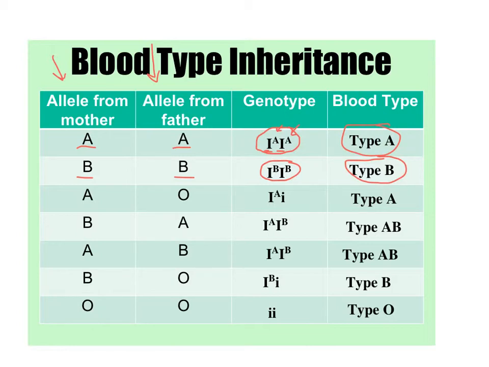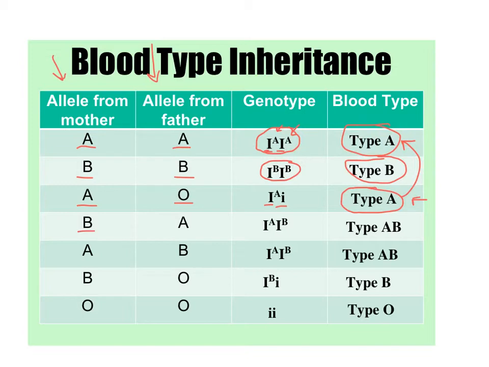Now, this person got a little different. He or she got a type A allele from mom, but got a type O allele from dad. This person is not type AO. There's no such thing. So they got the A allele from mom, the recessive O allele from dad. This is also type A, just like that person. They're both type A blood, but this person is heterozygous or hybrid for type A.